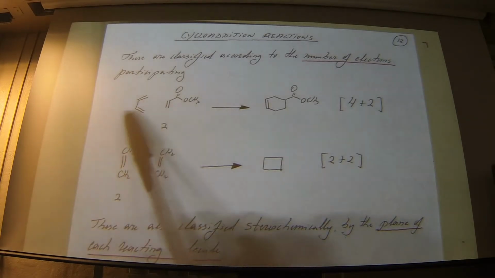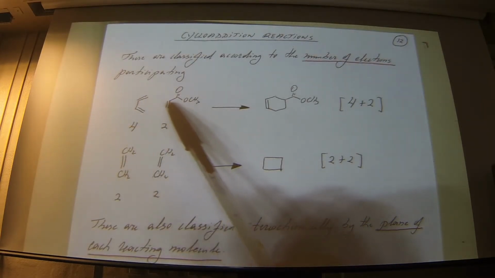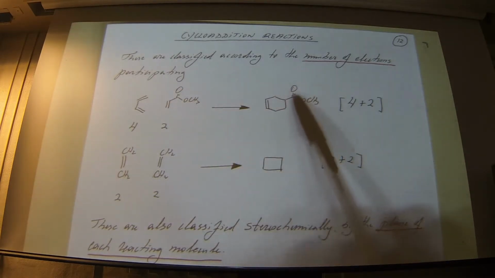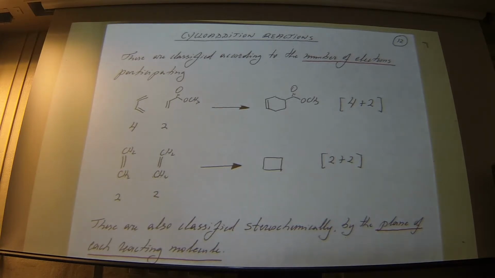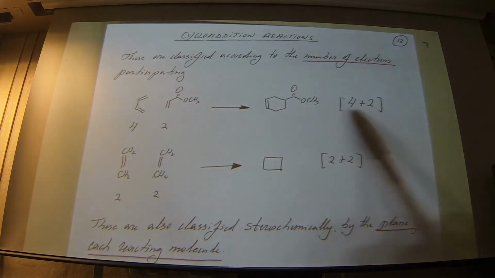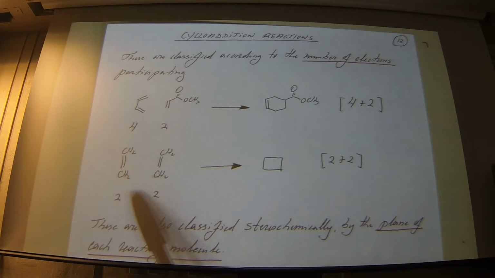So, here you have 2 double bonds, 2 times 2, 4, with 1 double bond participating. You say, but there's a CO double bond, but the CO double bond doesn't participate. Okay, so the participating double bond is here. So only 2 electrons here, 4 electrons there. So this is a 4 plus 2. That's the Diels-Alder reaction. And if I have 2 alkenes, then it's going to be a 2 plus 2.